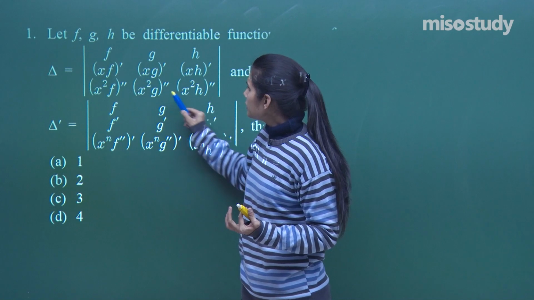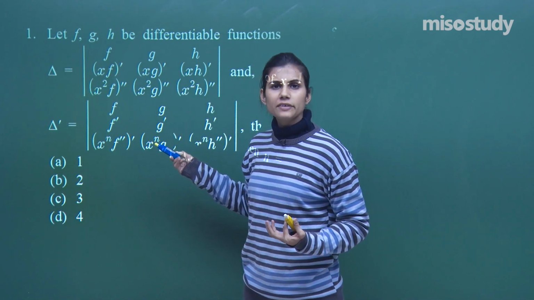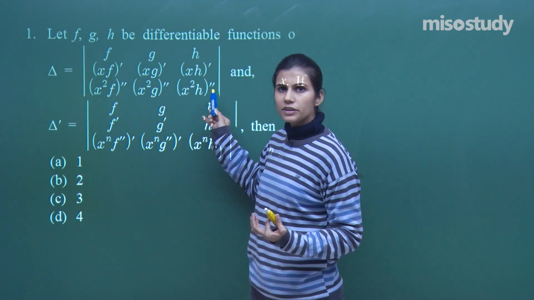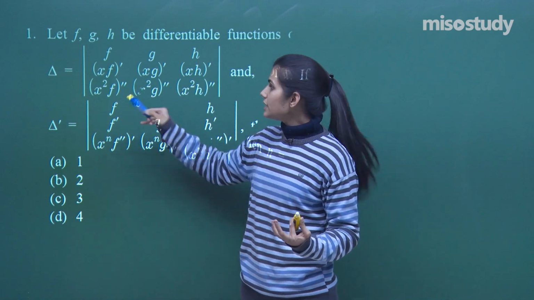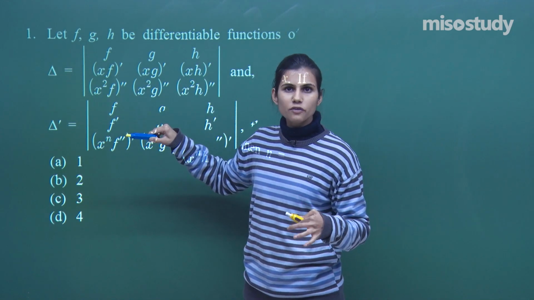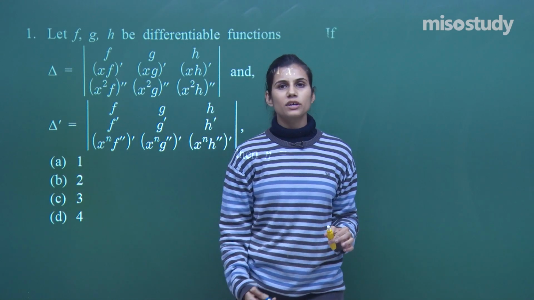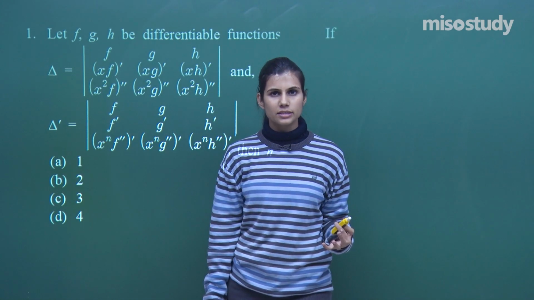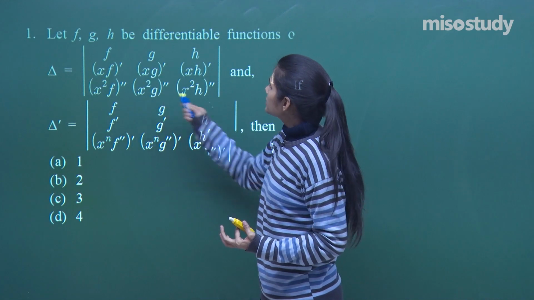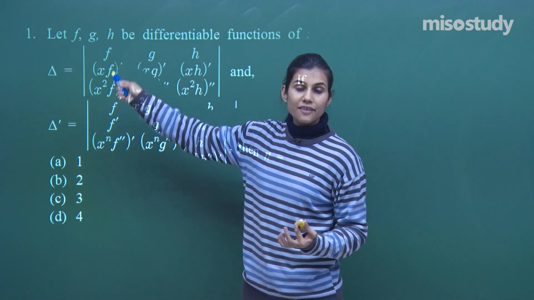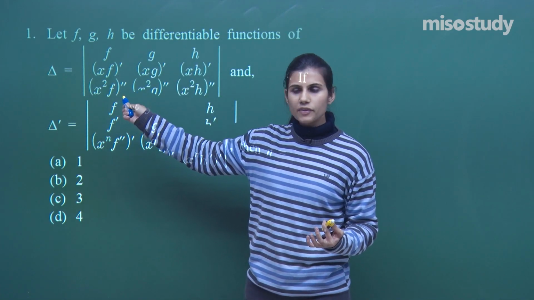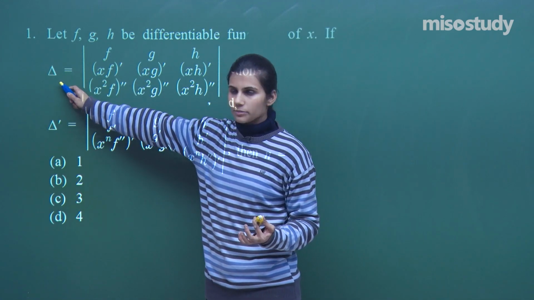Now x square is differentiable. F, G, H are already given to be differentiable, so their pointwise product is differentiable. In fact, you can find out their second derivative is also a function of x, which is a differentiable function of x. So even the third row is consisting of each function as a differentiable function of x. Right? So this is the determinant which is having all its entries as differentiable functions of x. So even delta is differentiable.